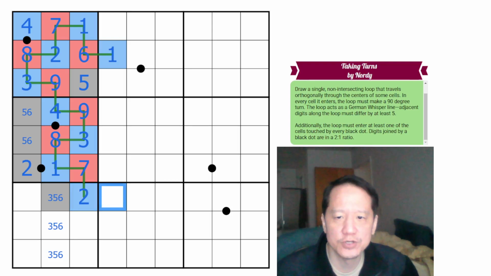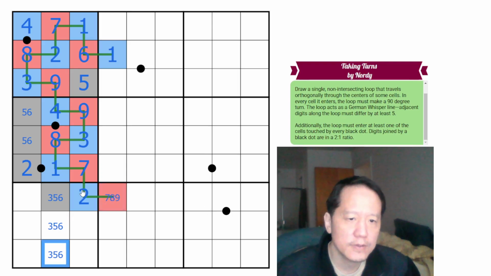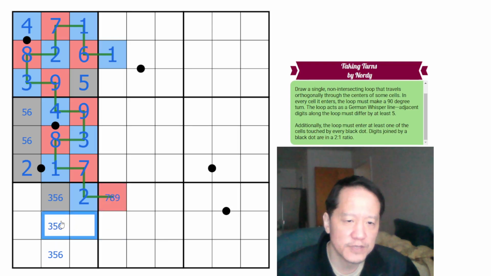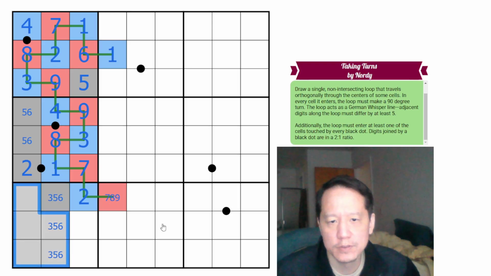It must turn here. So it goes that way, which means this is a high, and it has to be 7 through 9. Again, it cannot turn in here. Specifically it can't go this way, right? Because it always turns 90 degrees. So none of these can be on the German whisper loop.